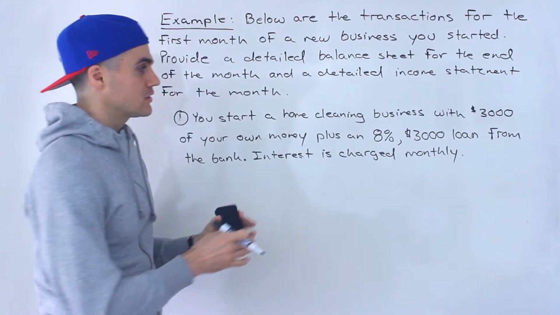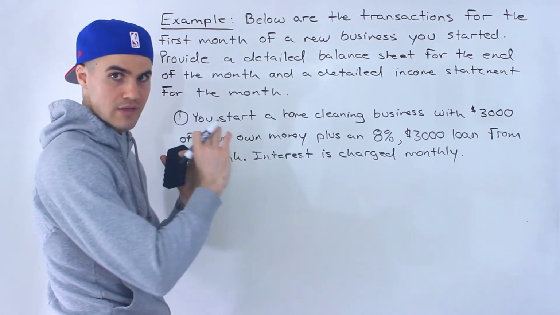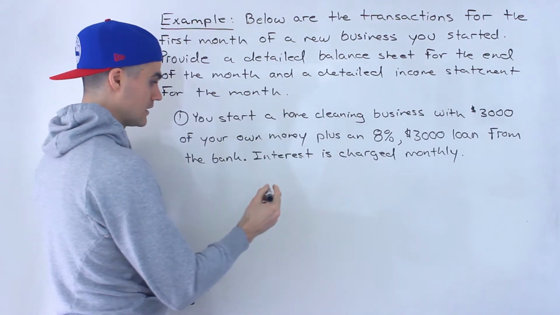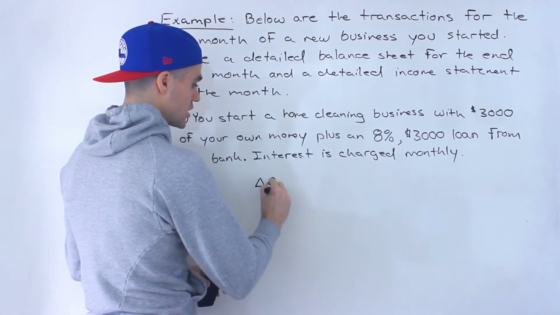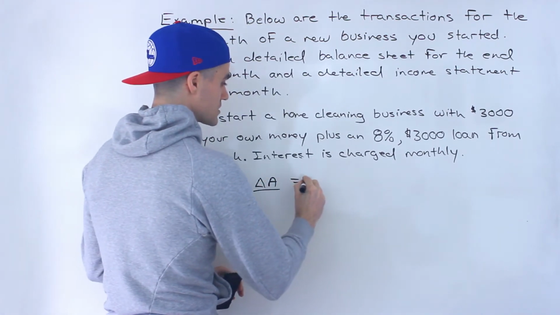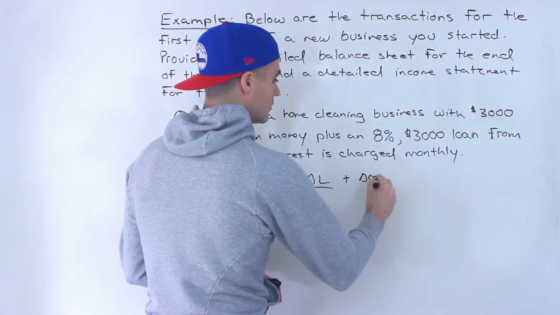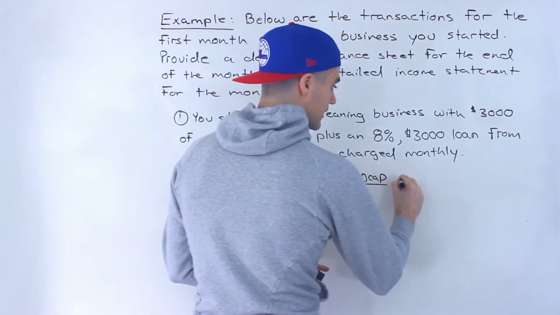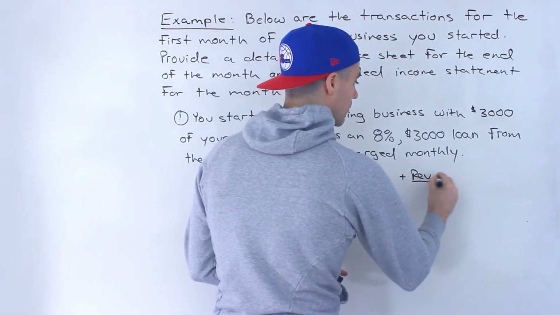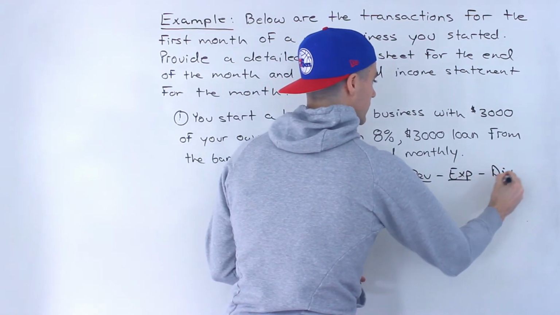So we're still going to be taking these transactions and inputting them into that equation that we used in previous examples. So we'll have that change in assets equals that change in liabilities plus that change in capital, plus that change in retained earnings, and then that is broken down into revenue minus expenses minus dividends.